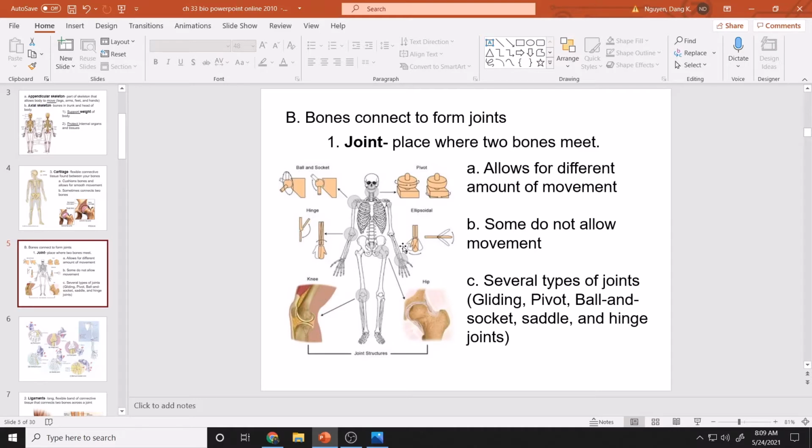Now you also have an ellipsoidal type of joint, so this allows you to make flapping movements with your wrist. And then you have these joint structures here, once again in your knees and your hips.